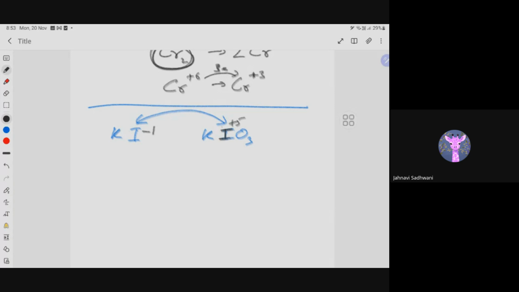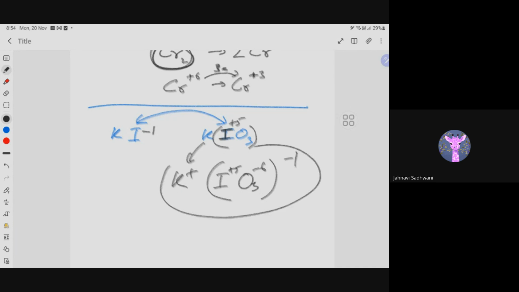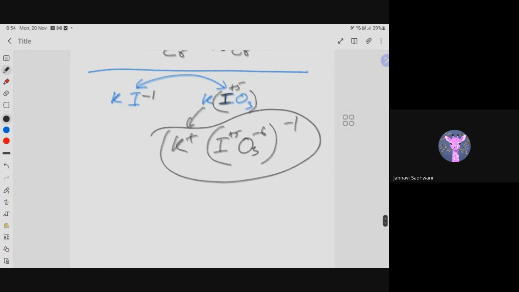Why a plus 5? Because IO3 is minus 1. O3 alone is a minus 6. So I has to be a plus 5, so that this totally is a minus 1. And K is a plus 1, this K, right? If you don't understand what I said, you can just take a snapshot, because telling the oxidation number is not the point of the class today, okay?